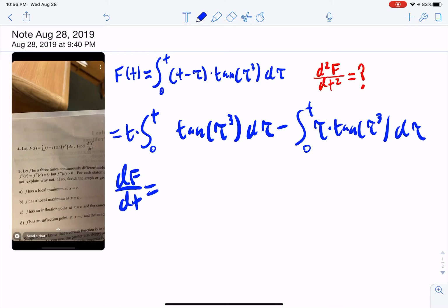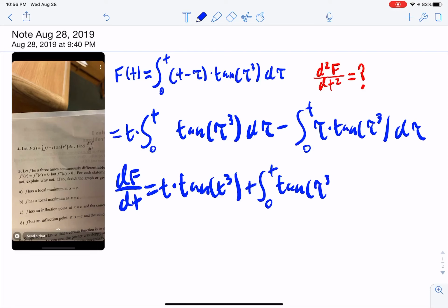So the product rule states that this is going to be t times the derivative of this function on the right, which is going to be tan t cubed. That's the fundamental theorem of calculus part 1. And then plus this thing on the right, the integral from 0 to t of tan tau cubed d tau, times the derivative of the thing on the left, t, which is going to be 1. And that's minus, okay, the derivative of this whole thing on its own is just going to be t times tan t cubed. And that's just fundamental theorem of calculus part 1 for taking that derivative.